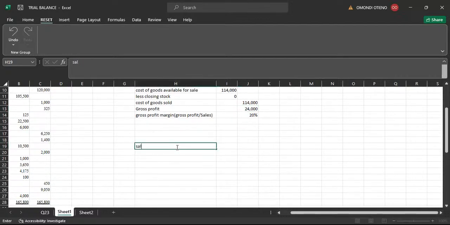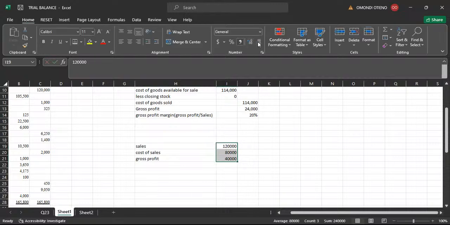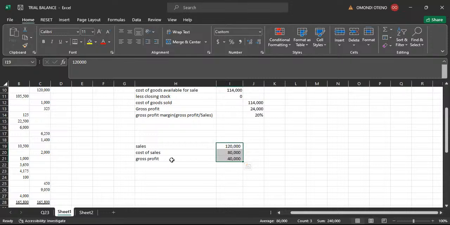We have sales. Let me make it simple. We have sales, then we have cost of sales. So our sales is 120,000. Our cost of sales is 80,000. Our gross profit will be automatically 120,000 minus 80,000 to give us 40,000. I believe we are now getting this.